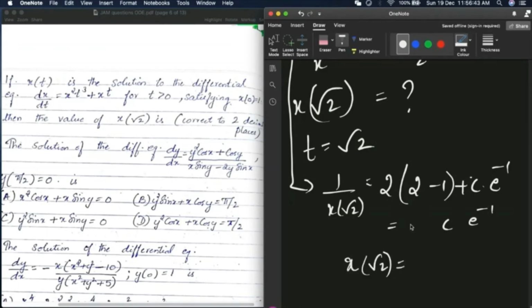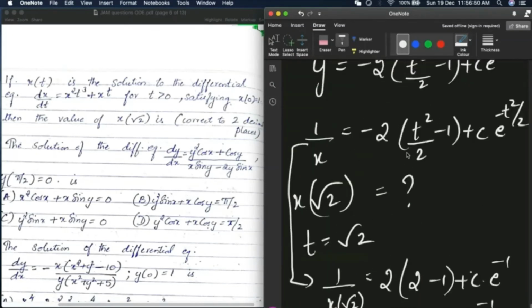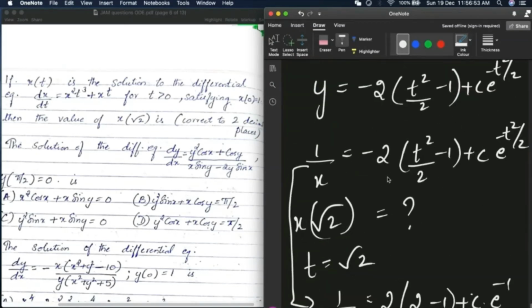C is given, no? Sorry, C you can find, no? x of 0 is equal to 1 is given. So you could have substituted, I didn't see that, sorry. From here you can find, what is C coming actually? When you put t is equal to 0, you will get x of 0 is equal to 1. What I'm getting, 1 by x is equal to, this becomes 0 minus 1, so it is plus 2, plus C. Ma'am, C is minus 1. Minus 1, ma'am. C is minus 1, actually.